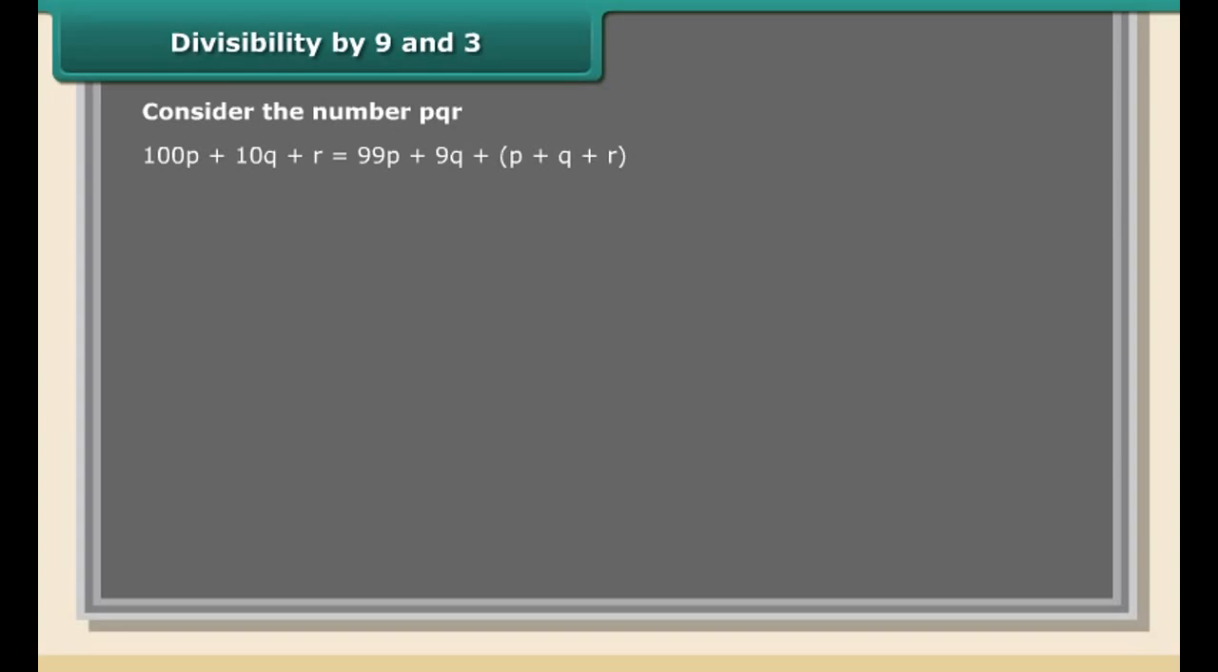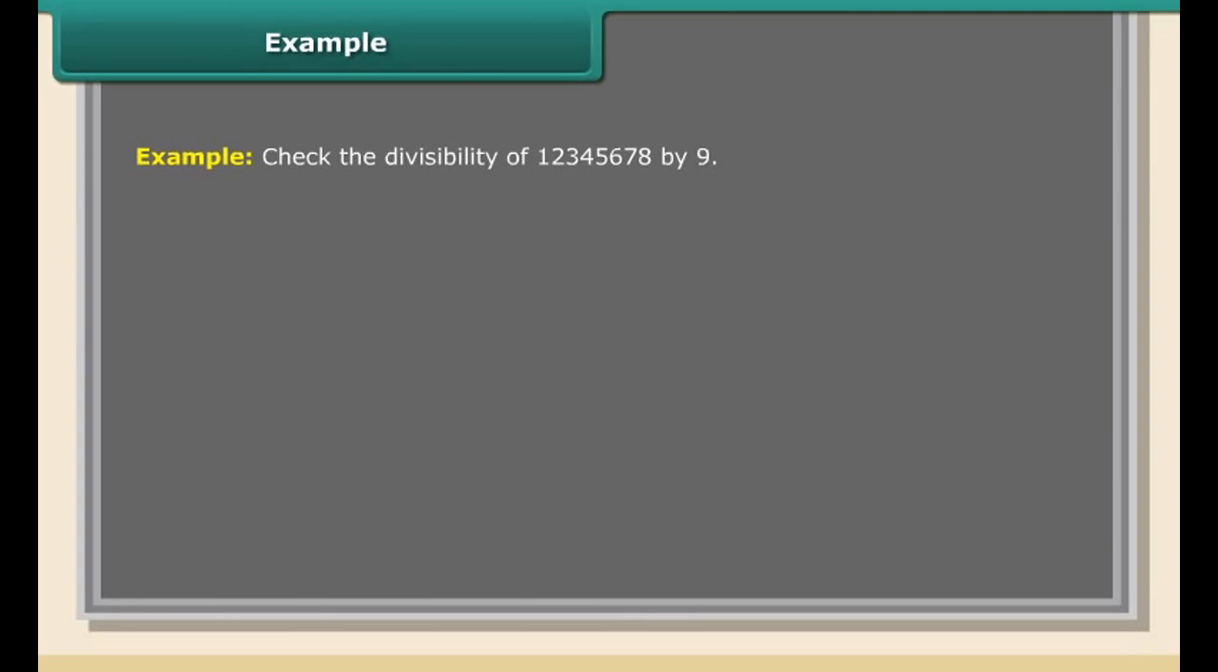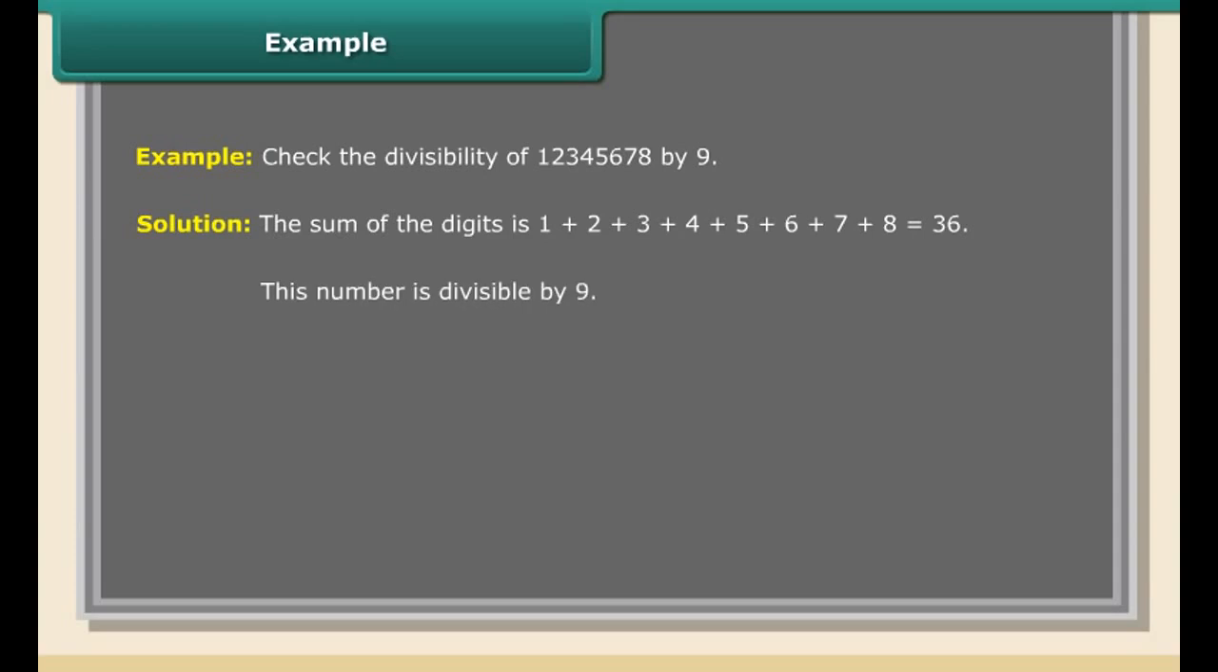2689 is equal to 2 into 1000 plus 6 into 100 plus 8 into 10 plus 9, which is equal to 2 into (999 plus 1) plus 6 into (99 plus 1) plus 8 into (9 plus 1) plus 9, which is equal to 2 into 999 plus 6 into 99 plus 8 into 9 plus 9 plus 6 plus 8 plus 2. If 9 plus 6 plus 8 plus 2 is divisible by 9 or 3, then 2689 is divisible by 9 or 3.